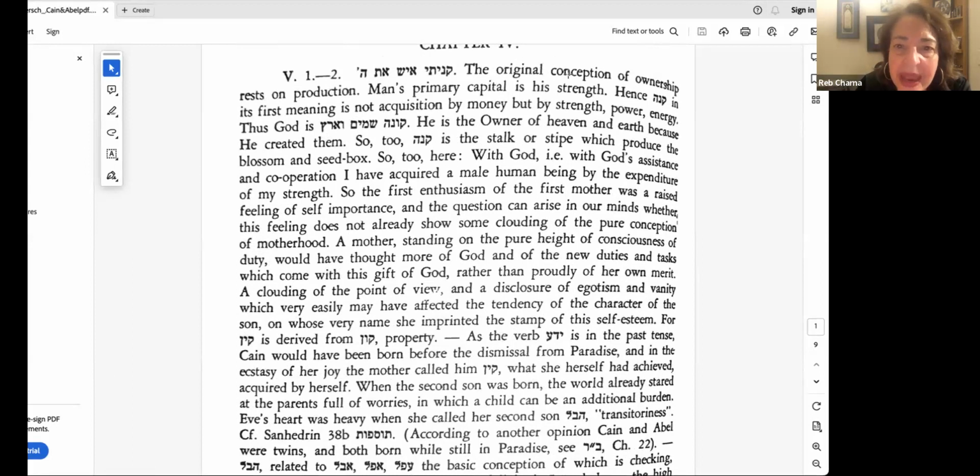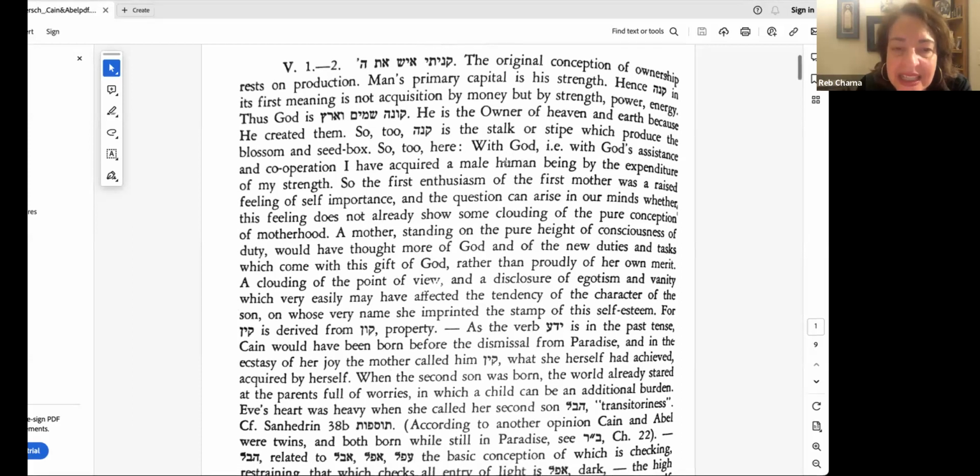So it says here, like back in the beginning, the original conception of ownership rests on production. Man's primary capital is his strength. Hence, kuf nun hey, in its first meaning, is not acquisition by money, but by strength, power, energy. Thus, God is the owner of heaven and earth because he created them. So kuf nun hey is the stalk or stipe which produced the blossom and seed box. So here, with God's assistance and cooperation, I've acquired a male human being by the expenditure of my strength. So the first enthusiasm of the first mother was a raised feeling of self-importance.